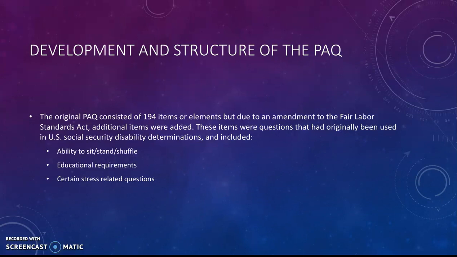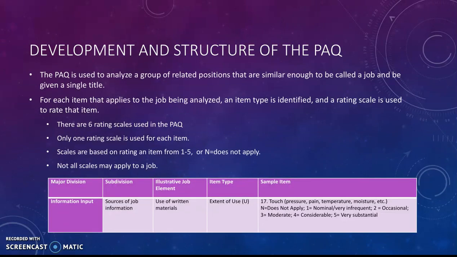The original PAQ consisted of 194 items or elements, but due to an amendment to the Fair Labor Standards Act of 2004, additional items were added. These items came from questions used in making disability determinations for Social Security benefits and included things such as the ability to stand, educational requirements, and certain stress-related questions.